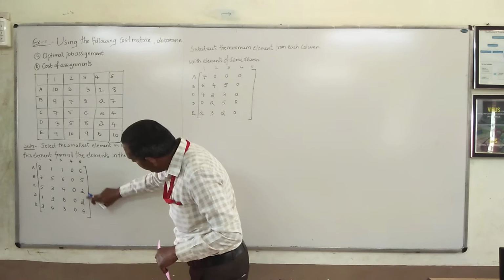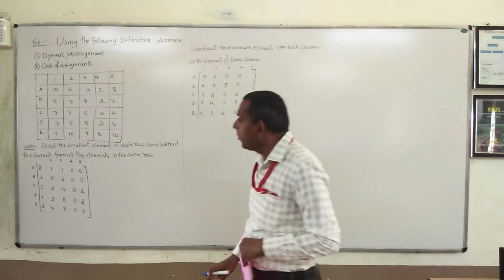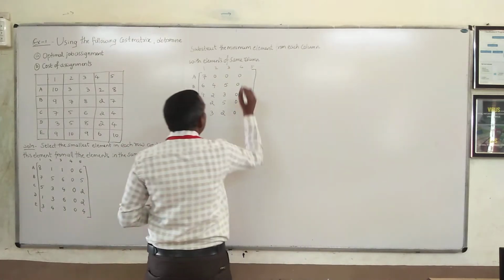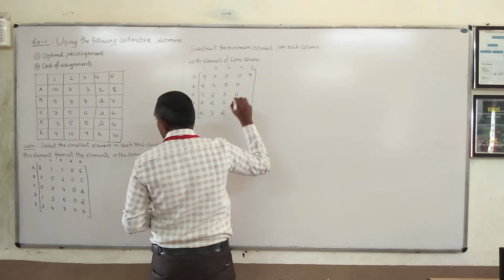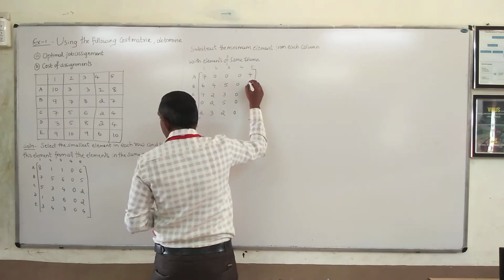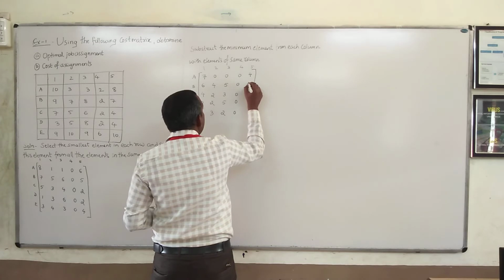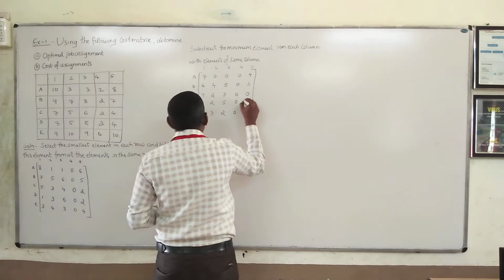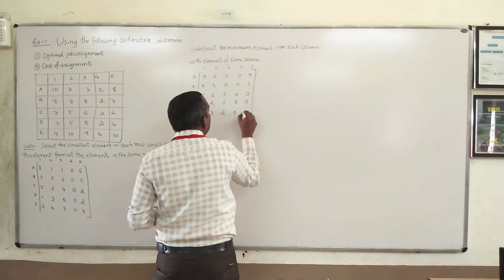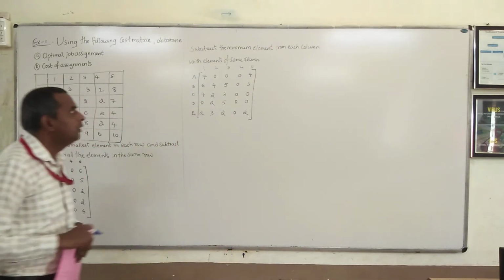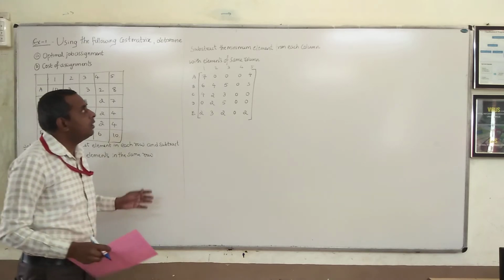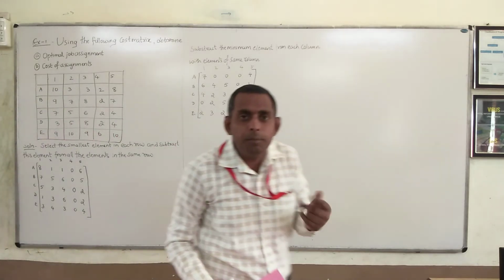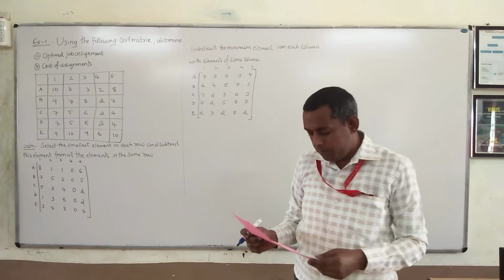So in this final column, 2 is the minimum element. So it is 6 minus 2 is 4, followed by 5 minus 2 is 3, then followed by 2 minus 2 is 0, 2 minus 2 is 0, 4 minus 2 is 2. So this is the matrix we got after row subtraction and column subtraction.